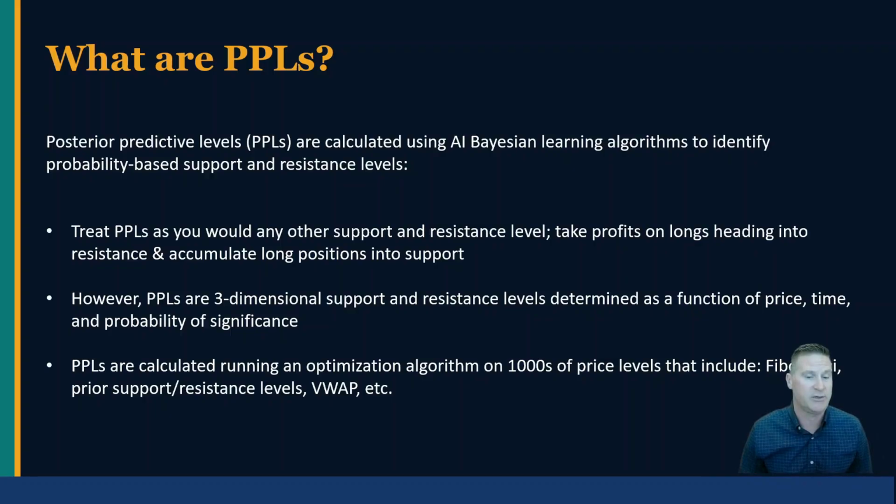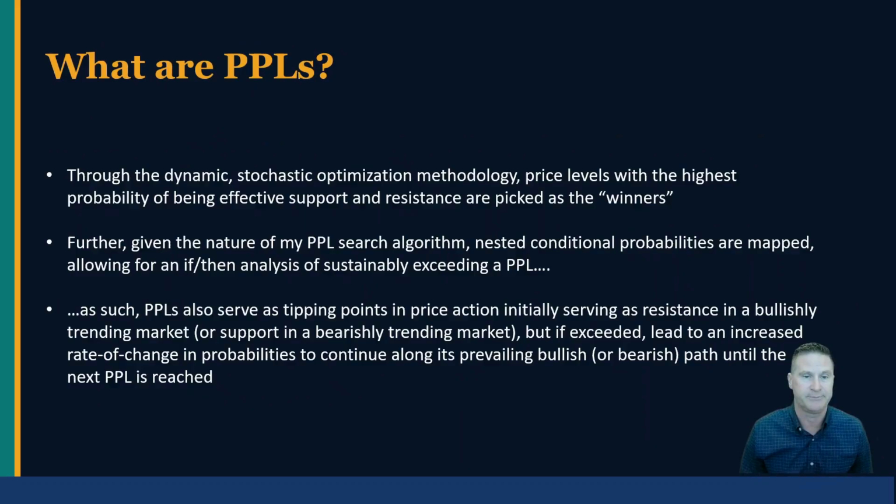Now, PPLs are calculated using dynamic optimization algorithms where I look at thousands of different price levels to include Fibonacci's, prior support resistance levels, VWAPs, a bunch of other proprietary mix of things that I'm looking at with the algorithm. And then through this dynamic optimization process, the price levels with the highest probability of being effective support and resistance levels are picked as the winners. So basically, you rack and stack all the prospective or potential support and resistance levels around current price, and you pick the winners based off of the highest probability of being successful.